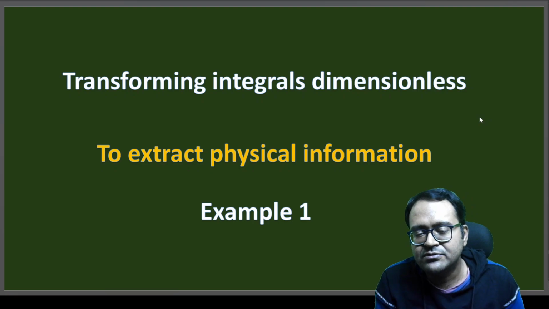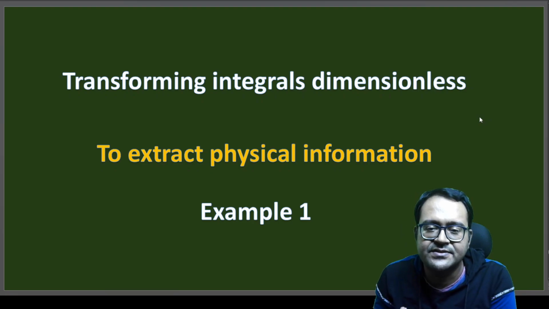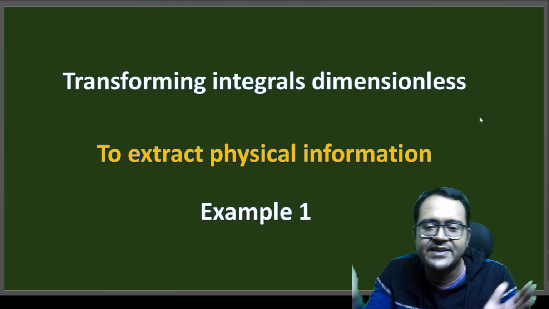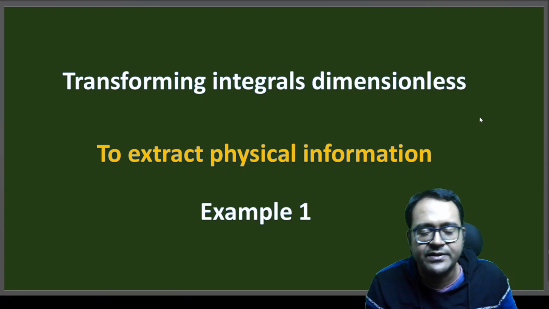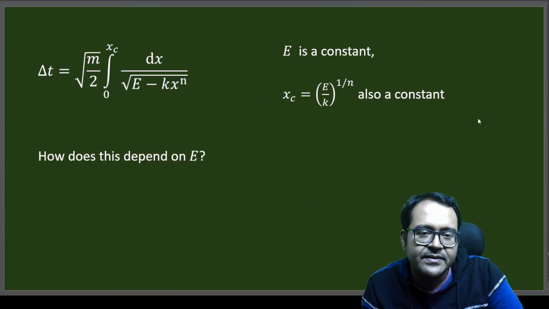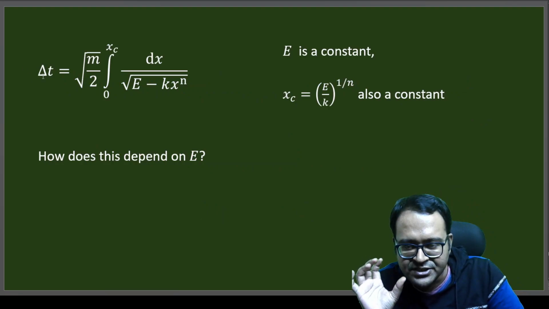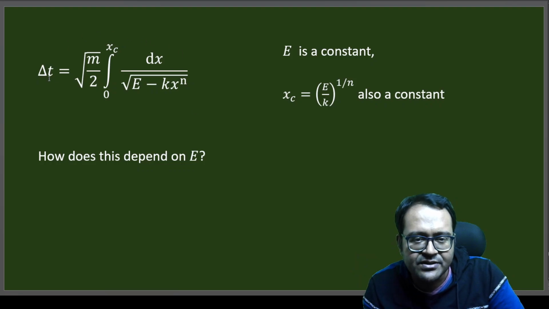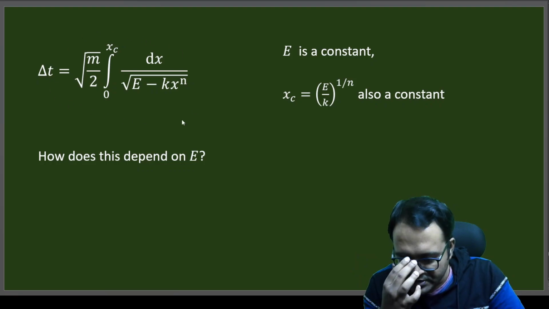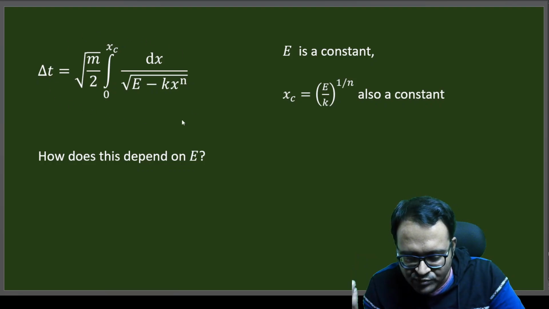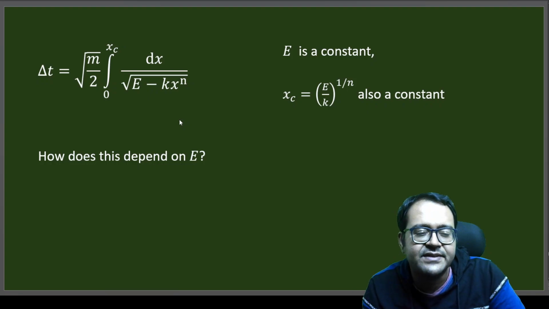Sometimes we may not explicitly solve the integrals, but just make them dimensionless and extract the relevant quantities outside of the integration. What is it? Let's say this left hand side is some time delta t. This is a simple integration of a conservative system. You will learn it in Newtonian mechanics as we progress towards it.